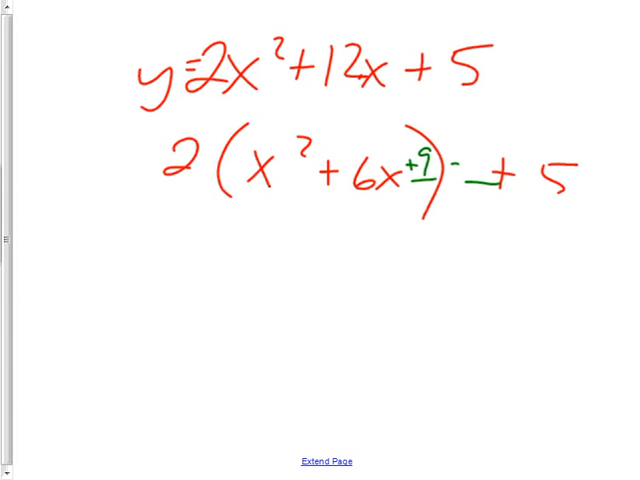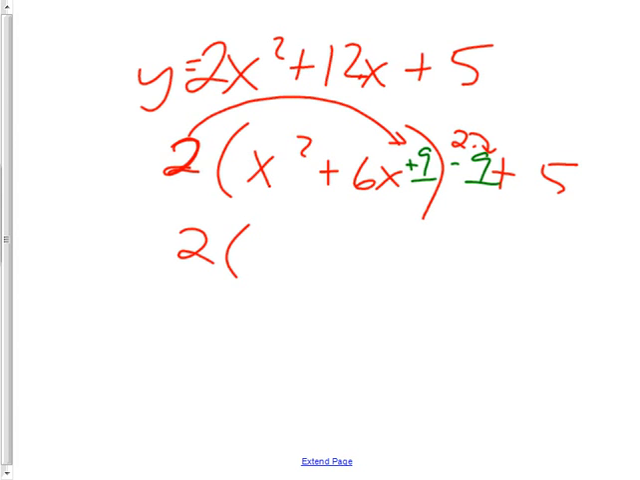Half of 6 is 3, 3 squared is 9, and 9. And now the one thing I always forget, this 2 here tells me to put a 2 right there. That way, this 2 times the blank would make the same as this 2 times the blank. They'll still cancel each other out that way.